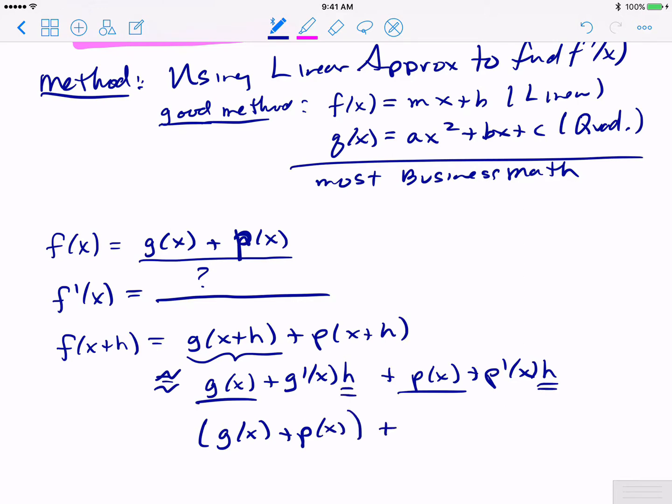Both of these terms have an h in them, so you can factor out the h, and you'll get g prime of x plus p prime of x. And what we have shown here is that if your function is two functions added to each other, then you know that the derivative is going to be g prime of x, the derivative of the first function, added to the derivative of the second function.